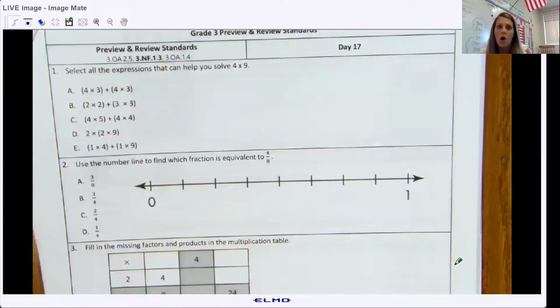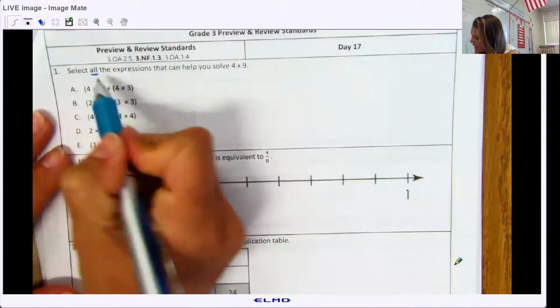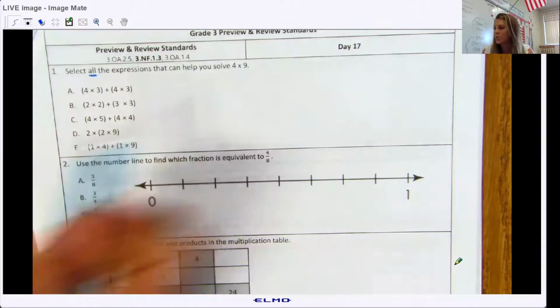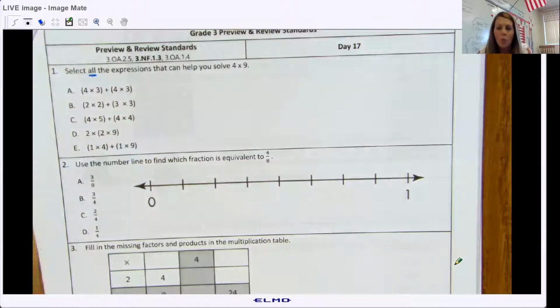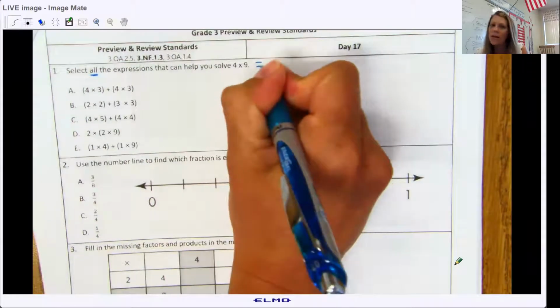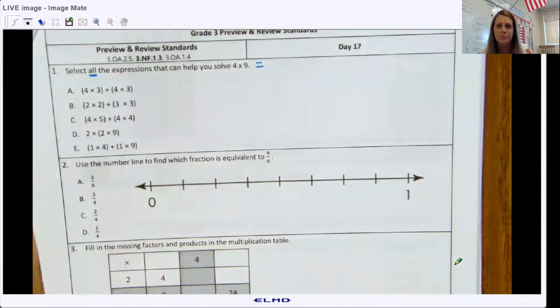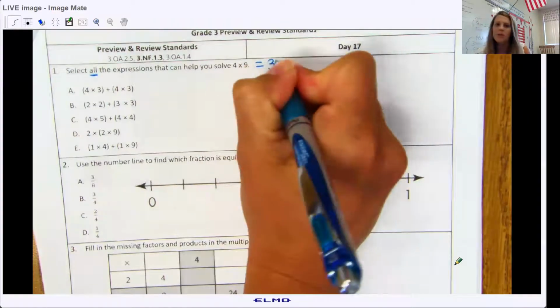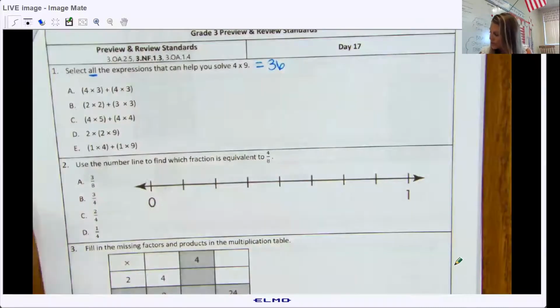Select all, I hope you're underlining that, the expressions that help you solve 4 times 9. Okay, well, what's the first thing we want to figure out? What is 4 times 9? Go ahead and write it down. 4 times 9 is what? 36. So then, what's our next step?